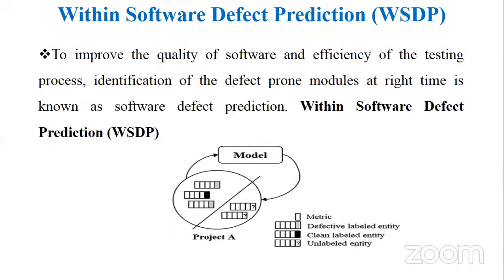Cross project difference. First of all, within software defect prediction: same project, same model, some different data set, that is called within the software project defects. To improve the quality of software and the efficiency of the process, identification of the defect prone modules at the right time is known as software defect prediction, that is called within software defect prediction.